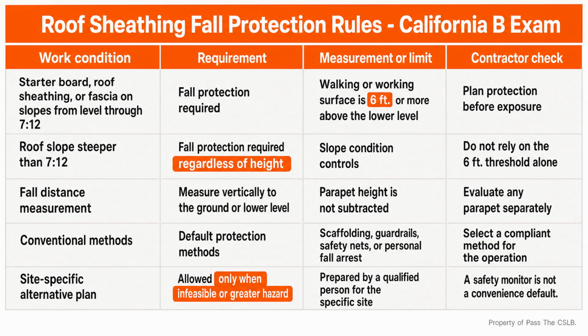I use a compact field check to keep this topic practical. First, I read the approved structural plan and roof sheathing schedule. I identify panel thickness, span rating, orientation, blocking, clips, fastener type, and spacing. I also confirm the fall protection method before roof work begins.